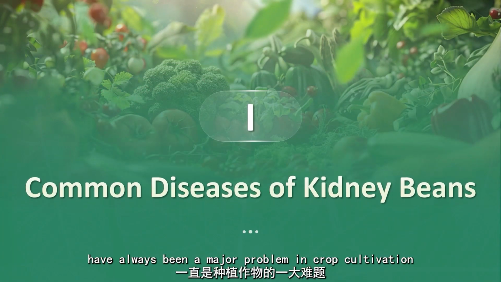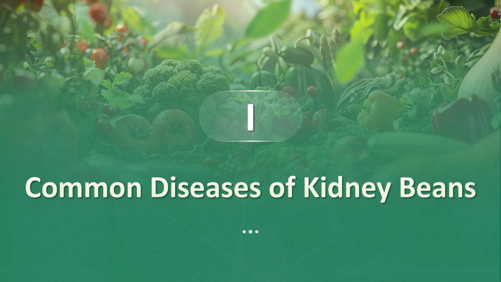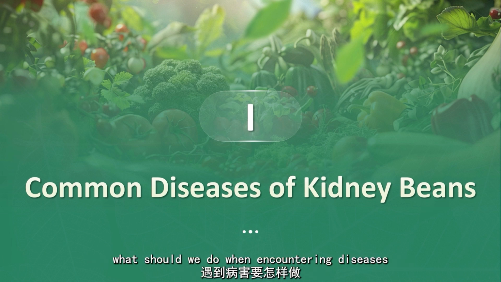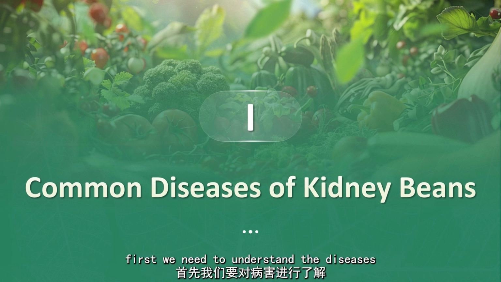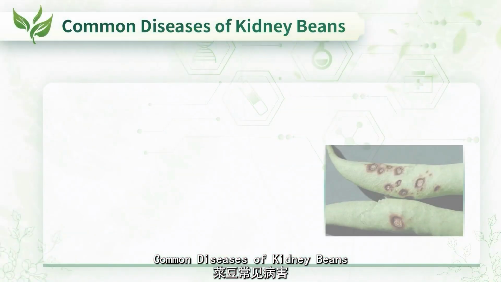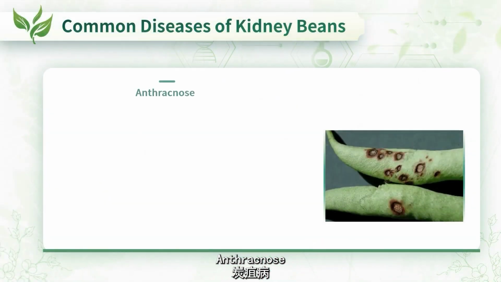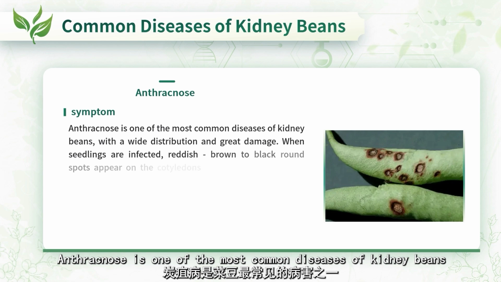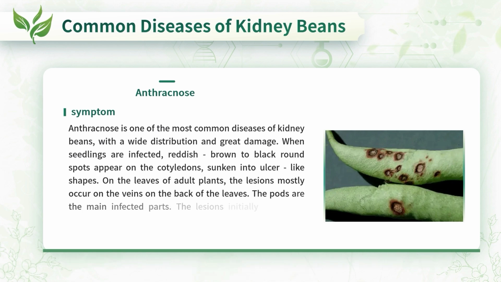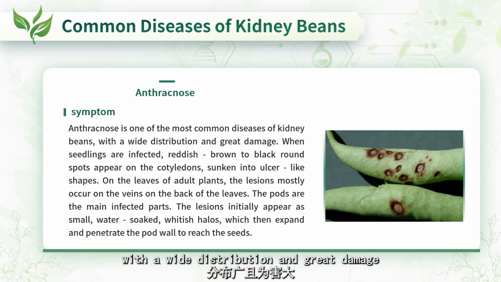Diseases and pests have always been a major problem in crop cultivation. What should we do when encountering diseases to minimize losses and prevent them at the same time? First, we need to understand the diseases. Common diseases of kidney beans. Anthracnose. Anthracnose is one of the most common diseases of kidney beans, with a wide distribution and great damage.